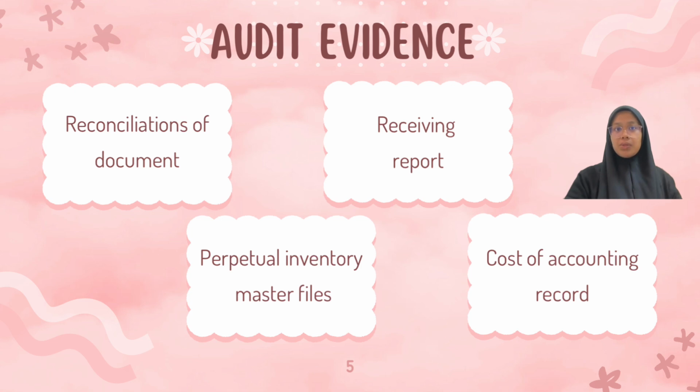Reconciliation of documents is used in auditing to verify the accuracy and completeness of financial information. This process involves comparing different sets of documents or records to ensure they match up and agree with each other. A perpetual inventory master file is a comprehensive record that continuously tracks inventory movements within a company. Other than that, a receiving report is a document generated when a company receives goods or services from a supplier. It typically includes details such as quantity, description, condition, and sometimes the price of the item received.